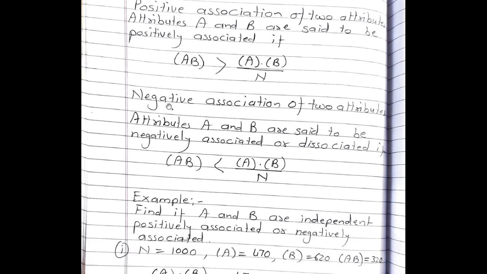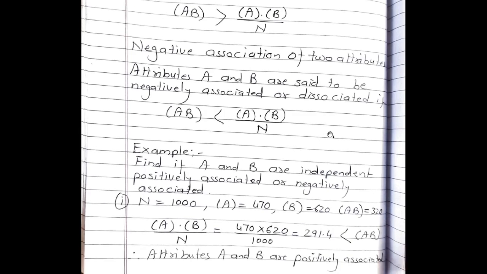Same way, negative association of two attributes. Attributes A and B are said to be negatively associated, or we call it dissociated, if frequency of AB is less than frequency of A into frequency of B upon N. See the example based on these conditions.